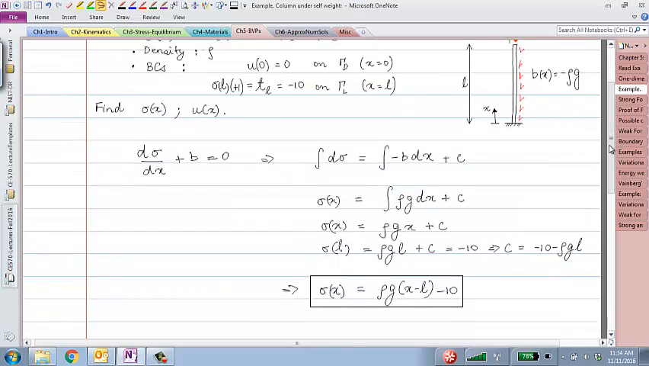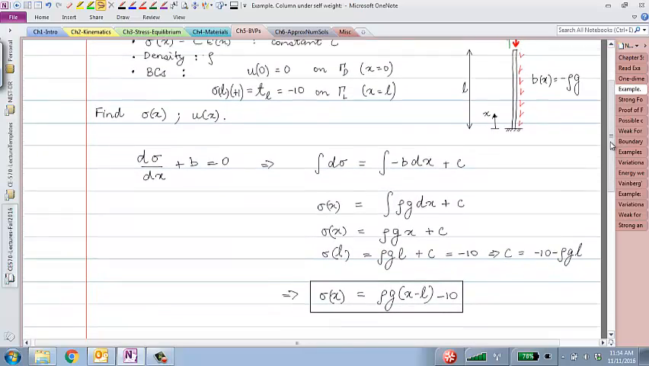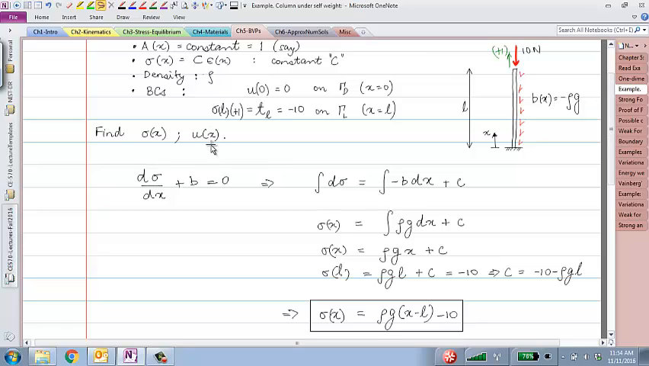So that's for the stress. How about displacement? How can I find displacement? This entire bar is in compression, so displacement as a function of x, you would expect displacement to be downwards, right? How do I find that displacement?